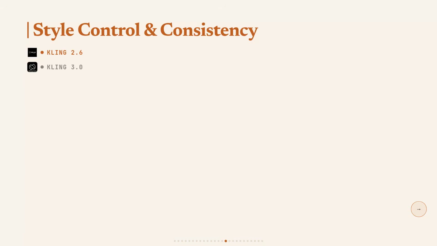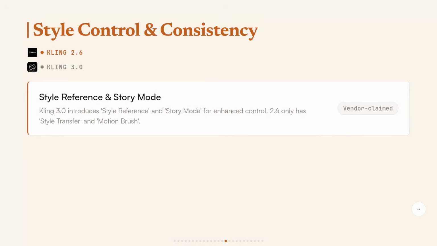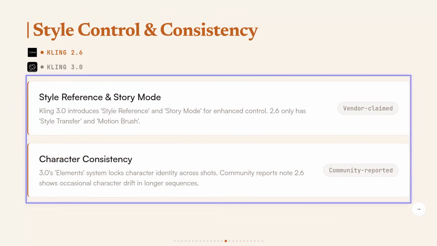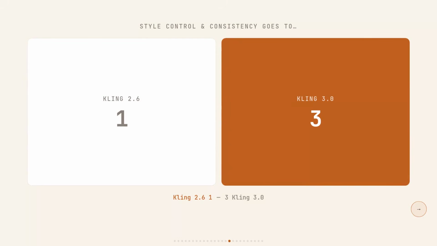I looked at what each model actually ships with. Kling 3.0 has a style reference input, a story mode that handles up to 6 camera cuts, and an element system that locks character identity across shots, all of which 2.6 simply doesn't have. Community reports confirm 2.6 shows occasional character drift in longer sequences, and 3.0's element system is the direct fix for exactly that failure mode. Kling 3.0 wins style control, and I had expected 2.6 to hold up better here.